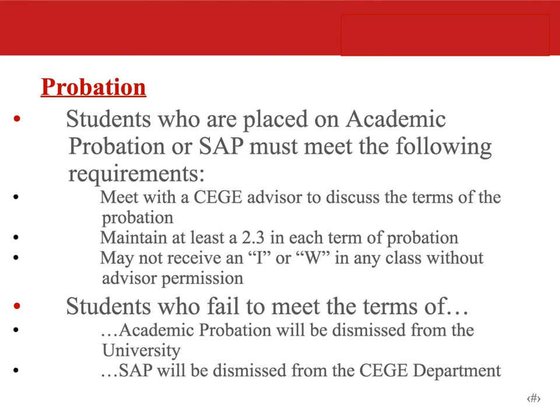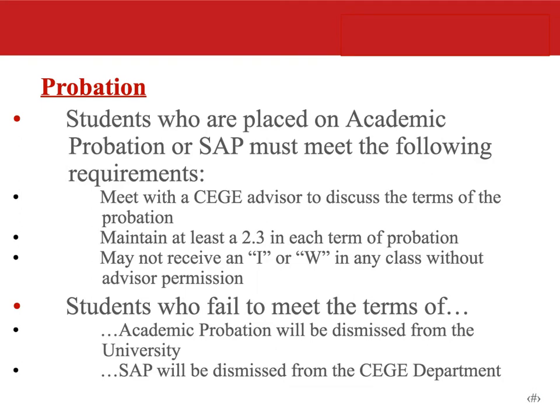So there's two types of probations: academic probation, which comes from the college, and that again refers to your cumulative GPA, and the special action probation, or SAP, that refers to your GPA within the courses we monitor in the major. If you are placed on special action probation, or SAP, there are a few things you have to do. Number one, you have to meet with an advisor in our department to make sure you understand the terms of your probation. In each semester that you're on probation, you have to get at least a 2.3 or C plus average in your courses.